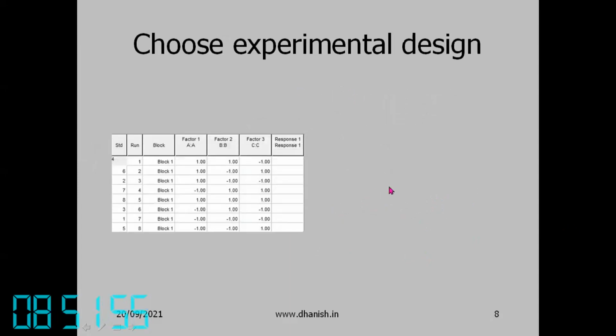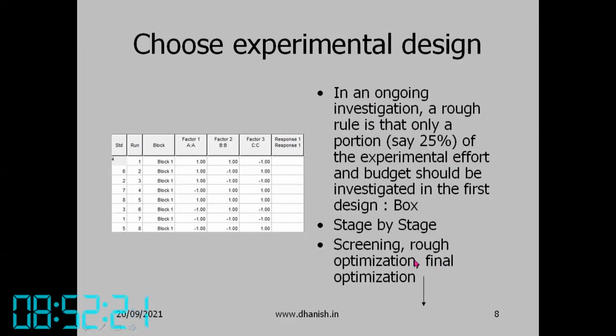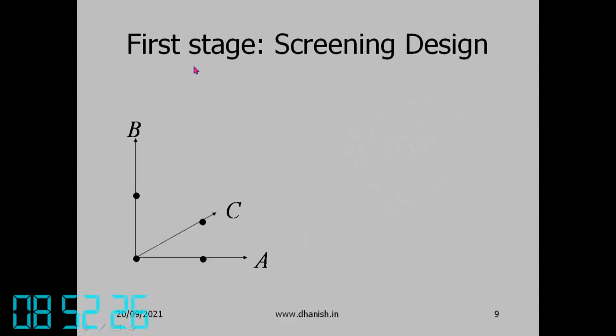Then we have to choose the experimental design. This is a screenshot from Design Expert. So don't start with a big experiment. Try small experiments, small number of runs. Don't repeat unnecessarily. And later, 25% of the experimental effort and budget should be invested in the first design. Box suggests that. So stage by stage experimentation is preferred. Screening, rough optimization, final optimization, that is the order in which we go.